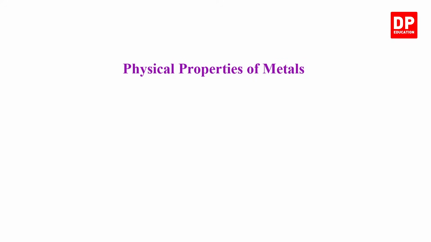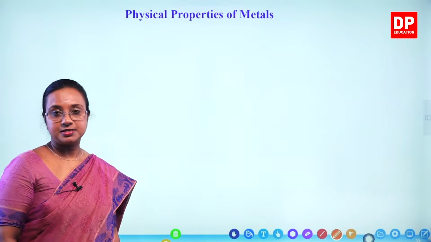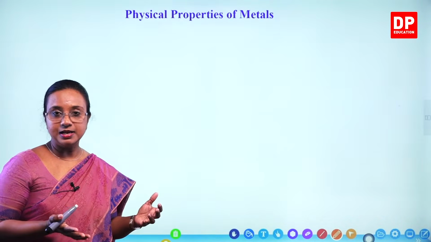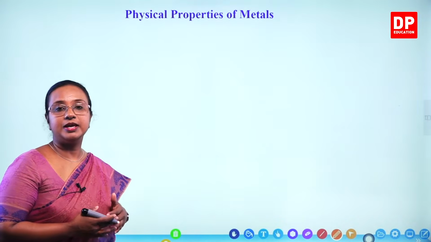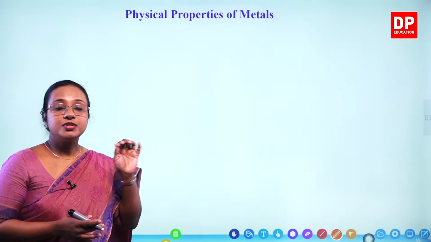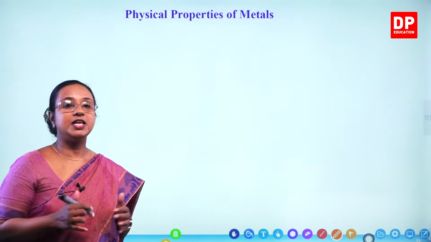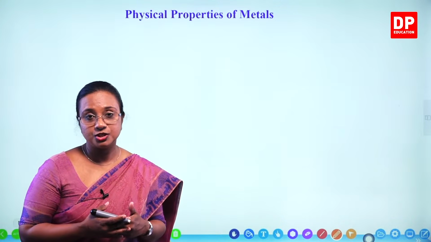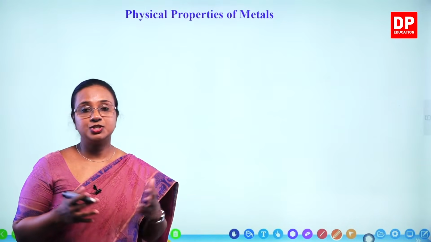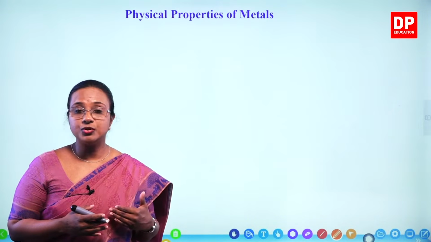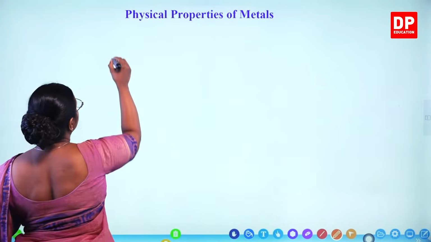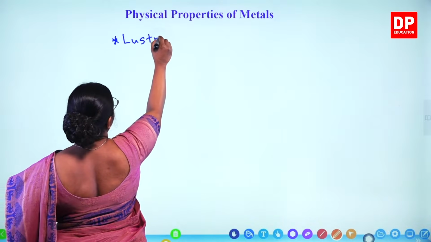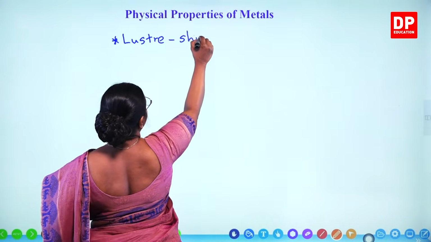First, the physical properties of metals. To identify a certain substance, an element as a metal, it should possess these following characteristics. So the first one, as you know, you have seen a lot of metals. They are very shiny in nature. So the shine of metals, which you can always identify, is known as the luster of metals. So the first property is luster or the shine of metals.